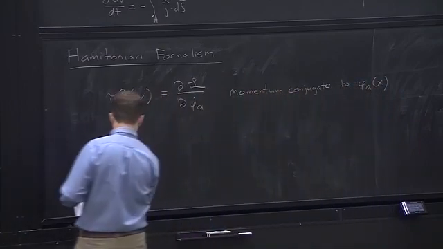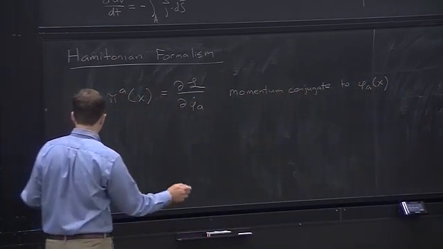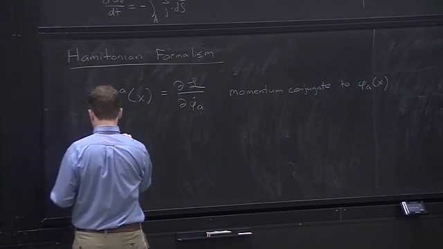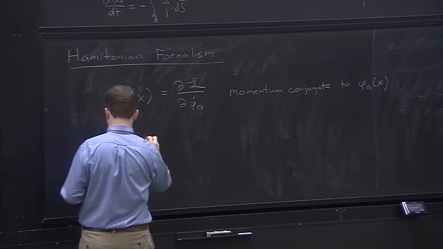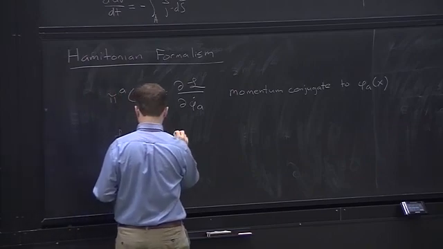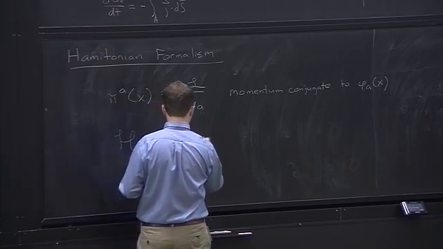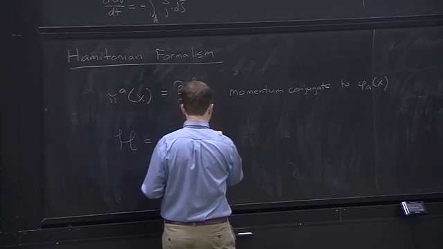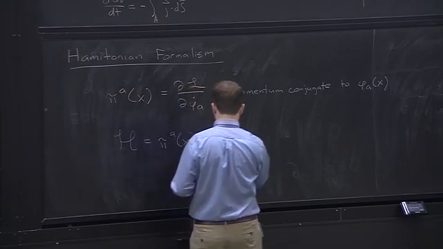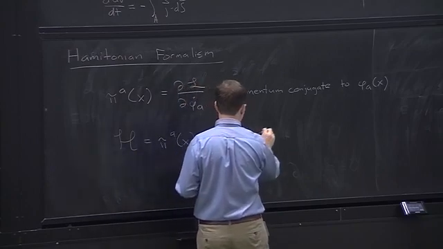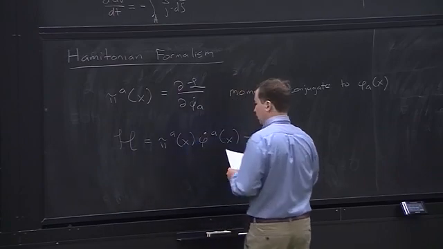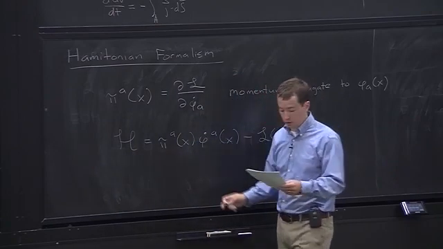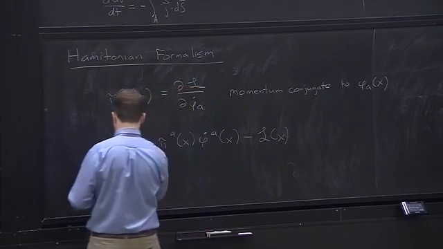One difference is that what you get when you multiply pi_a times phi dot_a of x and subtract the Lagrangian is not the Hamiltonian, but the Hamiltonian density. This is the Hamiltonian density.